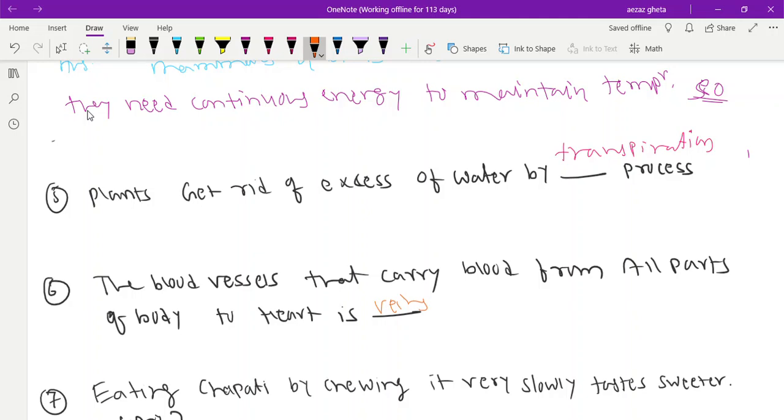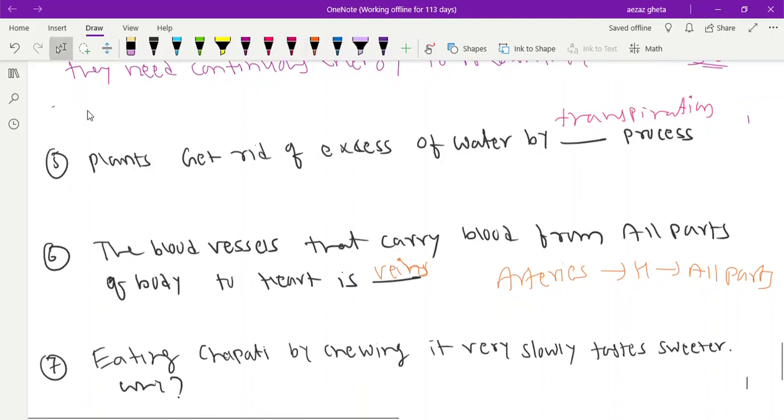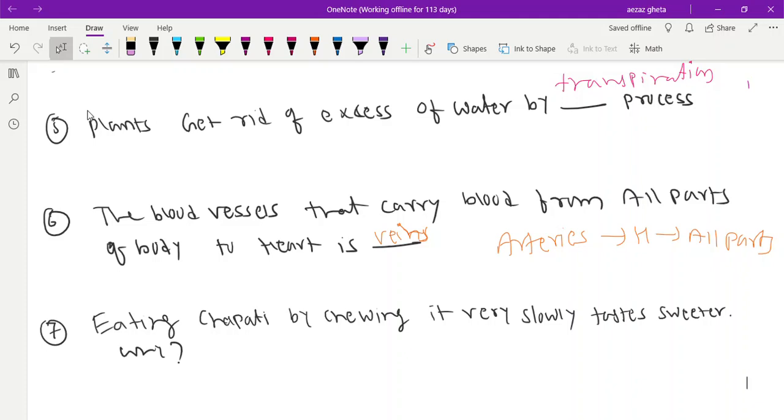Blood vessels that carry blood from all the parts to the heart, that is veins. Veins will carry the blood from all the parts to the heart, and arteries are there. Arteries will carry blood from heart to all parts, okay, remember this. Arteries have thick walls. Veins have thin walls, remember. And capillaries have very thin walls. Capillaries help in exchange of materials like gases and nutrients.